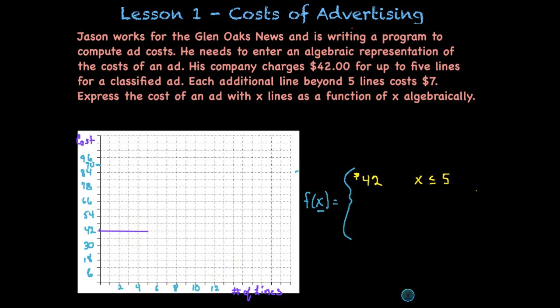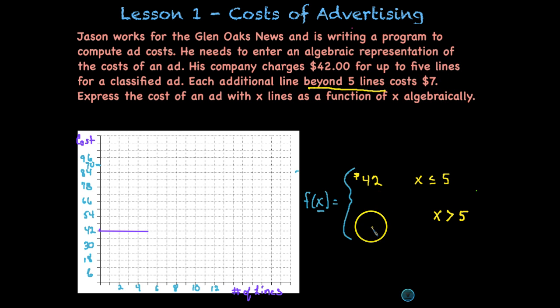Okay, let's move on to our second piecewise function, or the second portion of it. In this case, the company will charge $7 for each line above 5 lines. So let's go ahead and look at our domain first. Well, we need to say that when x is now greater than 5, so not equal to, just greater than, so it's beyond 5 lines, our cost is now $7.